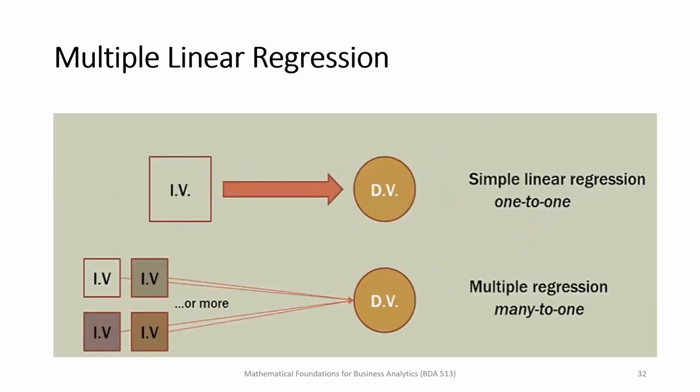So basically, when we talk about the simple linear regression, it is one-to-one. You have one dependent variable and one independent variable. Whereas when it comes to multiple linear regression, we have many independent variables that have an influence on one dependent variable. Any questions on the differences between simple linear regression and multiple linear regression?